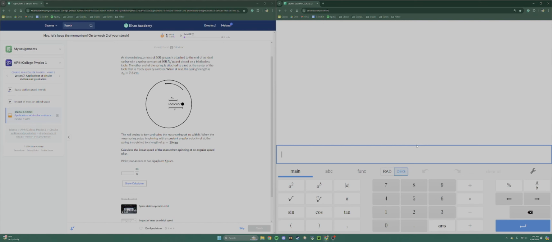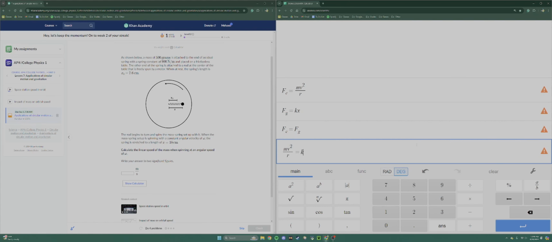We're going to need two formulas for this. The first formula is Fc is equal to mv squared over r, and the next one we're going to need is Fs, or Fg, or I'm not sure. We'll just put Fg is equal to kx, and in this scenario Fc is going to be equal to Fg, which means that mv squared over r is going to be equal to kx.